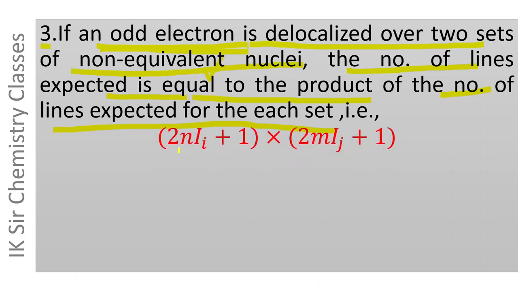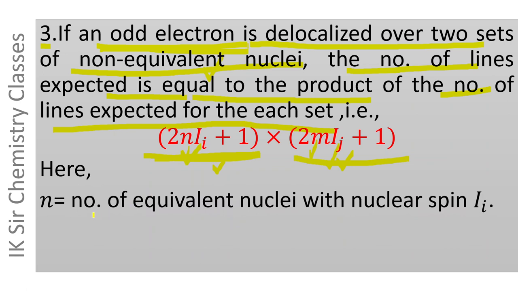That is, 2nI_i plus 1 multiplied by 2mI_j plus 1. This is one set of equivalent protons. This is another set of equivalent protons. And the protons of these two sets are non-equivalent. In one set, the number of nuclei is n. On the other hand, in another set, the number of nuclei is m. These nuclei have nuclear spin I_i, while these nuclei have nuclear spin I_j.